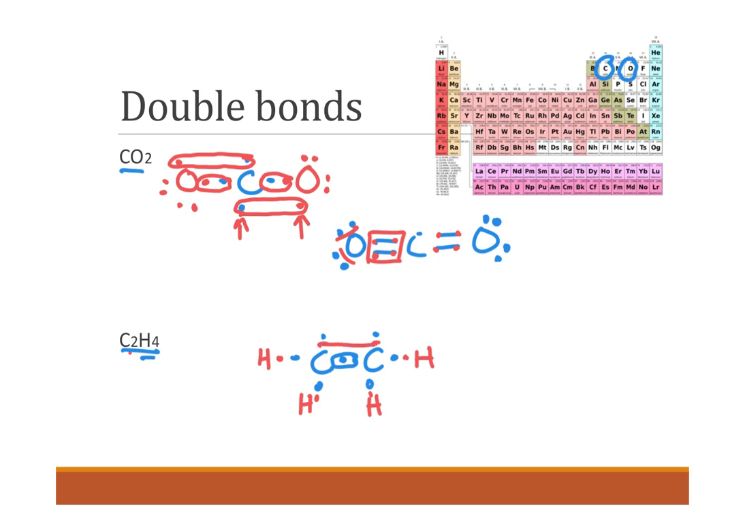So this is going to form another double bond. So this allows the carbons to have access to 8 electrons. We've got 1, 2, 3, 4, 5, 6, 7, and 8. This one would be the other double bond, and the same on the other carbon.